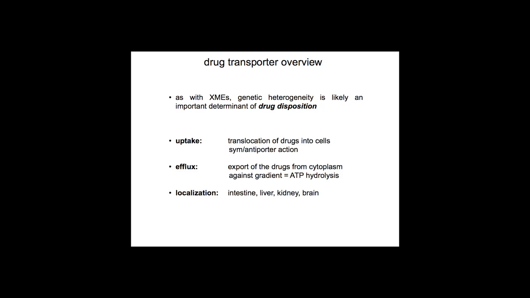other kinds of changes. But there's a third class of molecules that we'll talk about today that participate in determining drug disposition, and those are the drug transporters. These molecules are involved in the uptake of drugs, that is, the translocation of drugs into cells, and the efflux of drugs, and that is the export of drugs away from the cytoplasm and into waste.